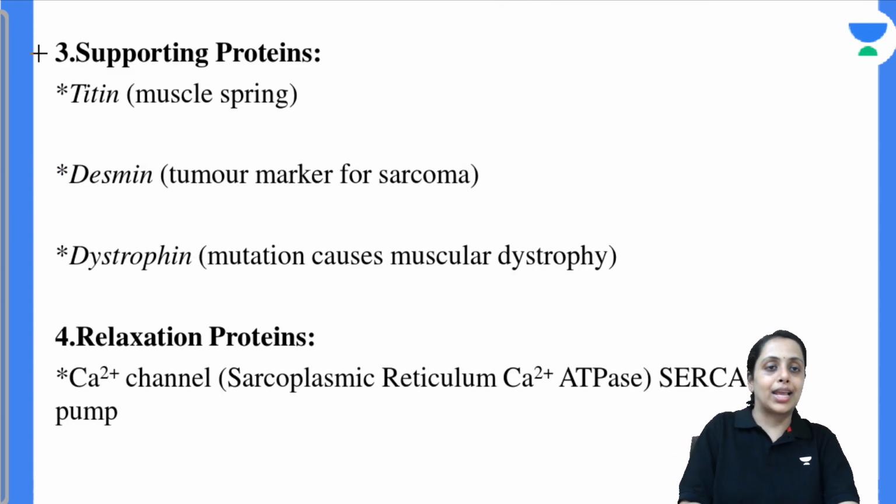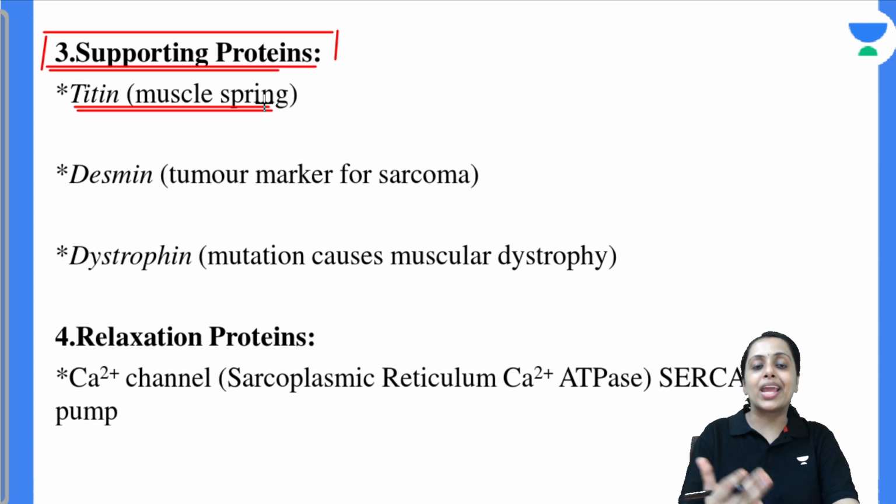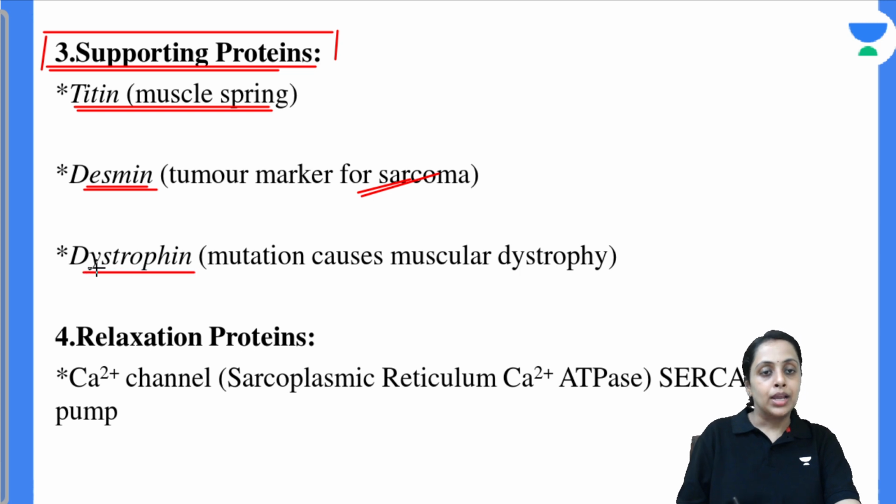So moving further, next are the supporting proteins in our myofibril. The first one is titin. It is a muscular spring, or you can say a spring-like protein that arises from the Z-line and reaches to the M-line. Next is desmin. This acts like a tumor marker for sarcomas. Next is dystrophin. Dystrophin mutation leads to muscular dystrophy. So these all are the important supporting proteins in our myofibrils.